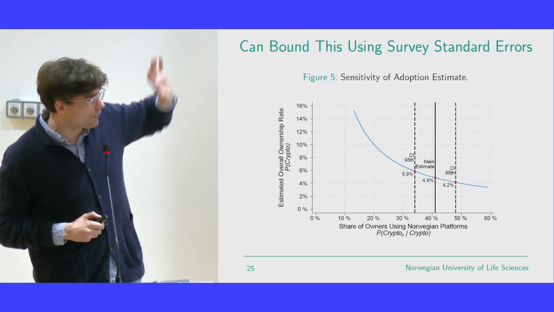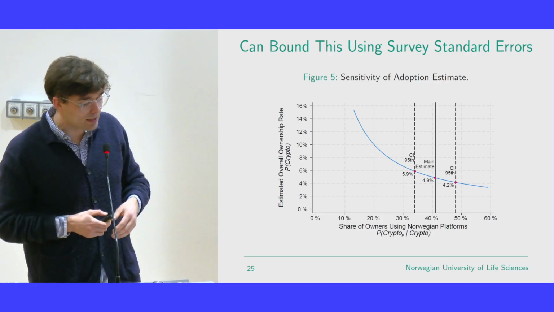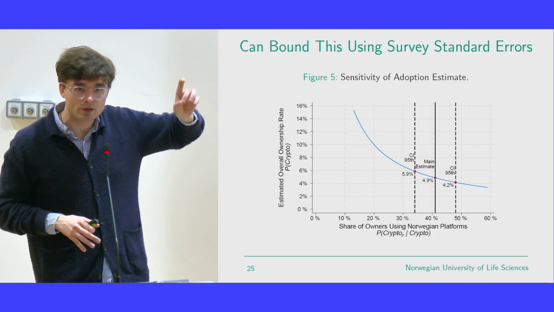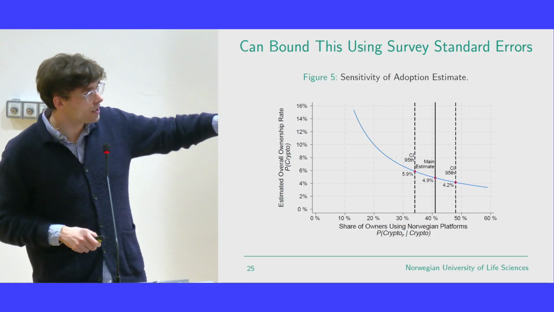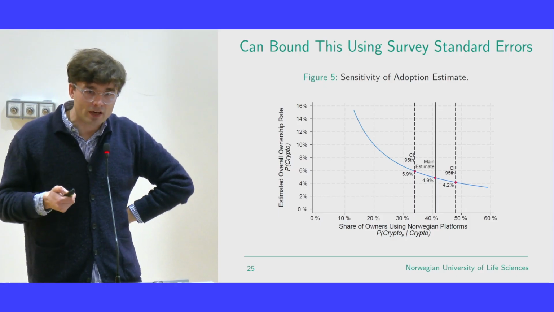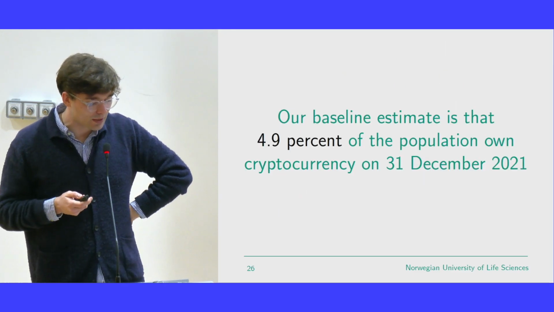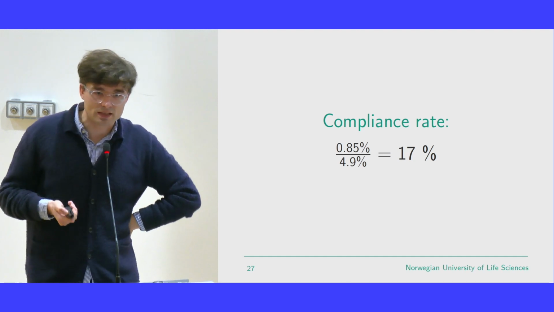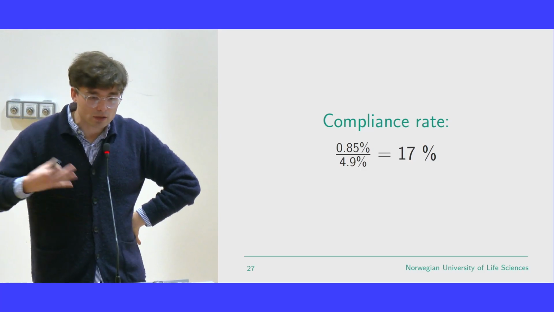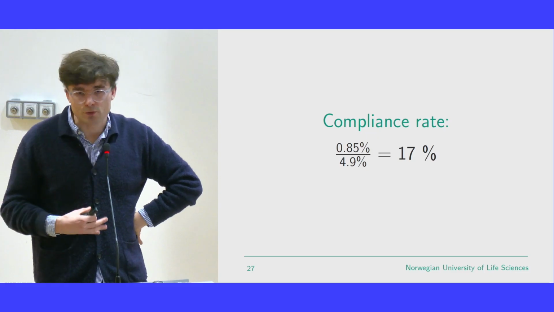Even when we add confidence intervals based on sampling errors, we see that around 4 to 6% of the Norwegian population hold cryptocurrency at the end of 2021 using our methodology, and our main estimate is 4.9%. And remember that 0.85% was declaring at this point in time, which gives us a baseline estimate of a compliance rate of 17%, which is a bit higher than the Swiss bank accounts in 2007, but it's quite around what we see, for instance, for offshore real estate.